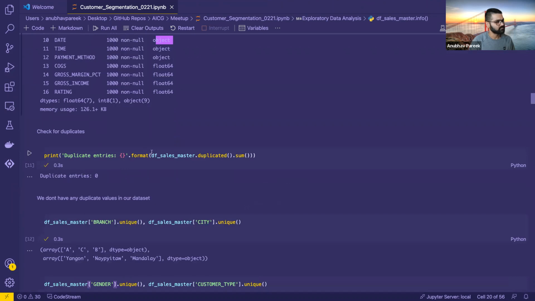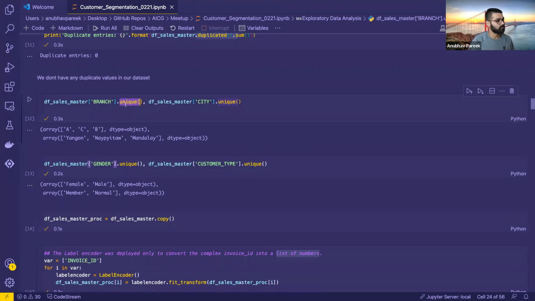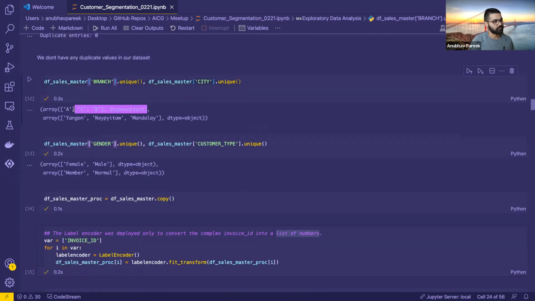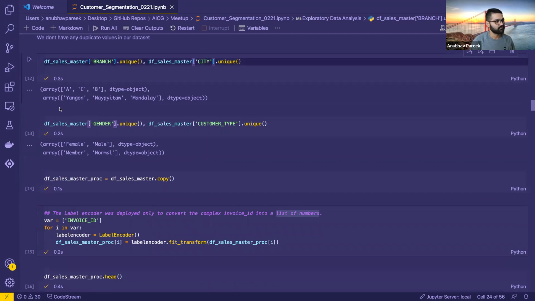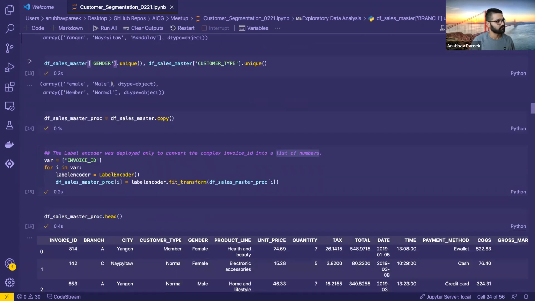Checking for any duplicate entries. So just doing a duplicated().sum, it indicates we have no duplicate entries, so we're good on that. And then just looking at the unique values in each column. Calling a .unique method on your column name tells you what unique values you have. So we have 3 centers with the name ABC. Again, it's mock data, so ABC. And then for city, we have 3 cities, Yangon, Naypyidaw, and Mandalay, which I believe are cities based out of Burma. And then similarly for gender, male and female, and member and normal for the customer type.